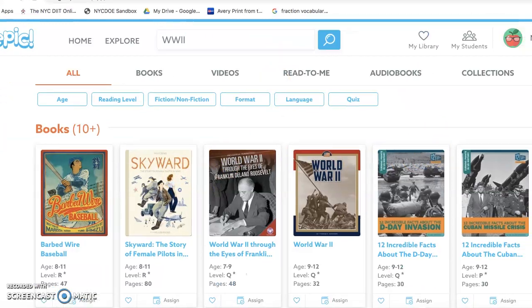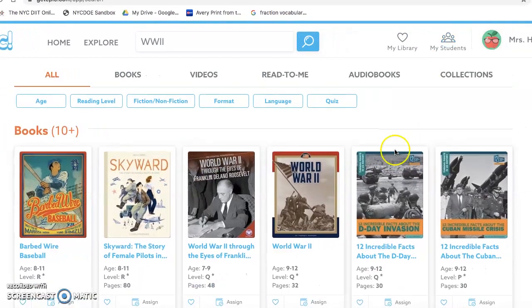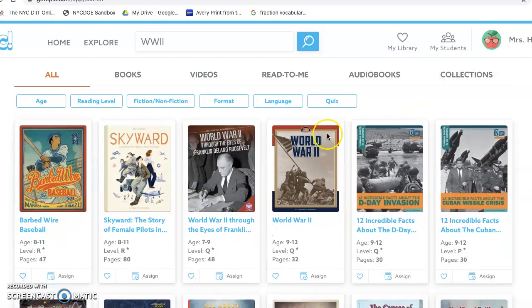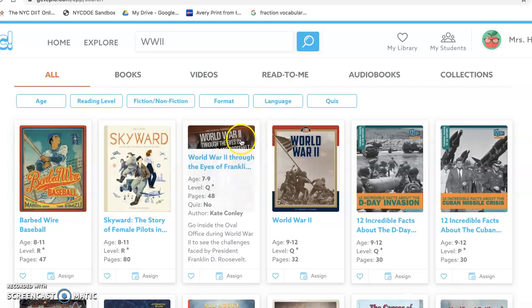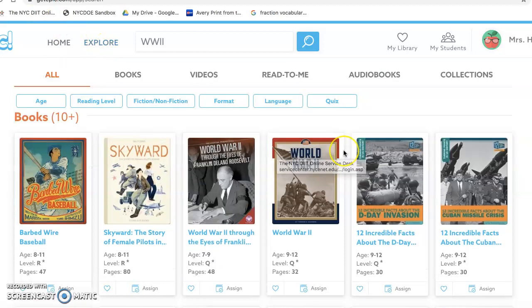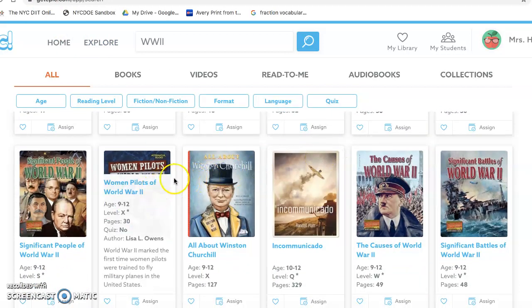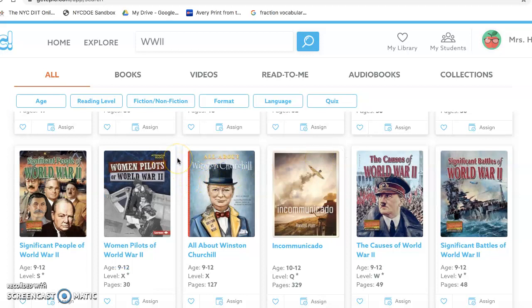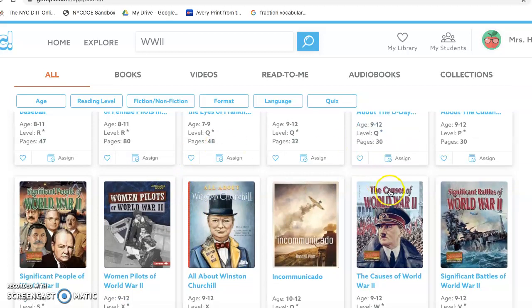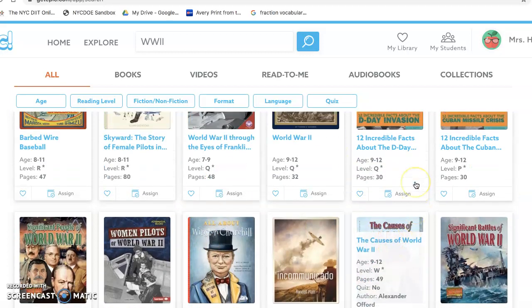So now I'm interested in finding a book that will teach me about this time period and how my character fits into it. So this one says World War II through the eyes of Franklin D. Roosevelt. So I know he was the president of the US, so that's not going to be a good book for me. So I have all these other choices, like Women Pilots of World War II. Looks like a really cool book, but that's not really going to teach me about this time period. Causes of World War II, not really.